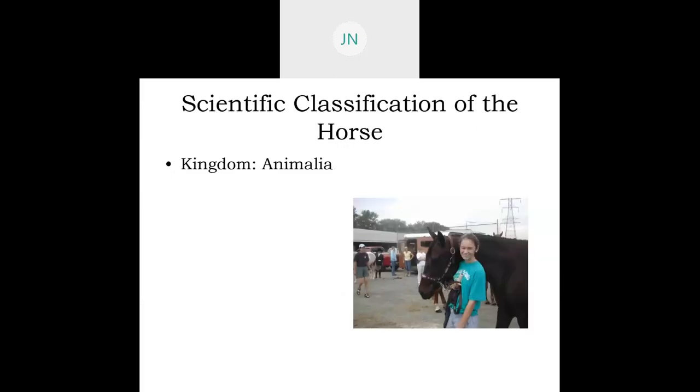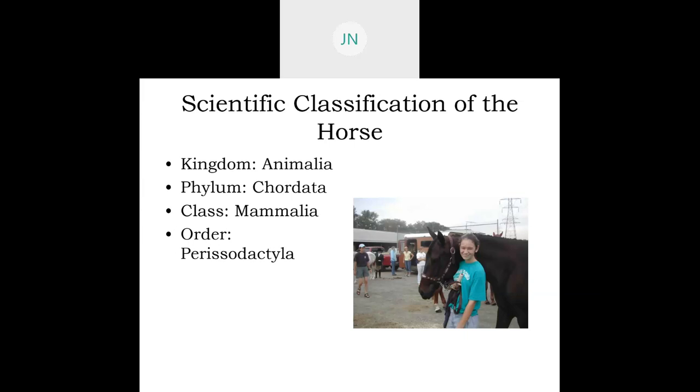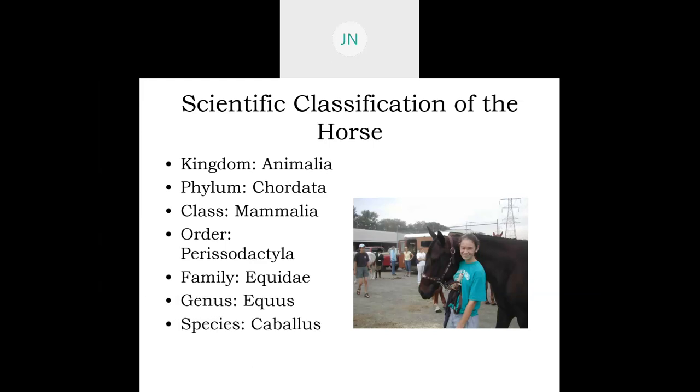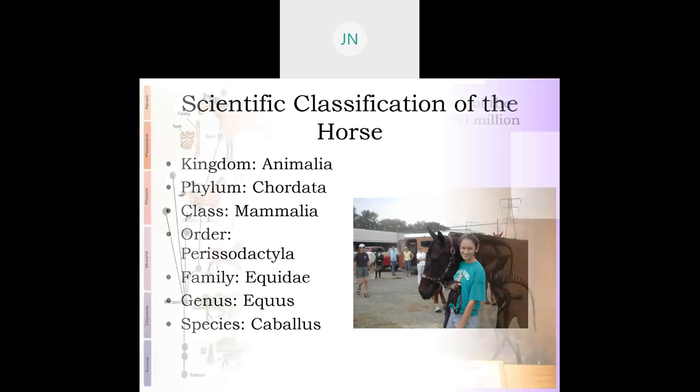So when we look at the scientific classification of the horse, we start out just the same. We're both in kingdom Animalia. We're both in the phylum Chordata, meaning we have a vertebrae. And we are both in the class Mammalia. But here we differ. They're in the order Perissodactyla, which means that they have an odd number of toes. And then they're also in the same order with rhinos. And then they're in family Equidae and the genus Equus, which is our magazine that many of us might like to read. And then our species is caballus.